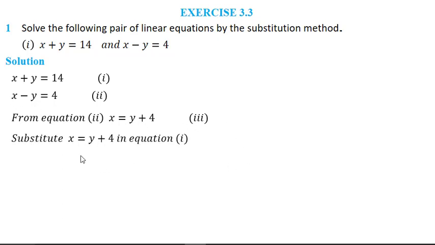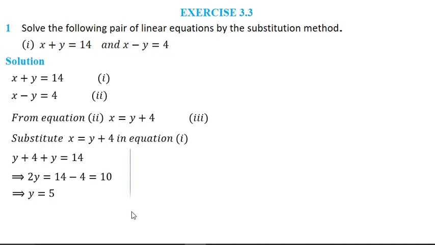Now I substitute this x equals y plus 4 in equation 1. So my equation 1 will become, in place of x I am writing y plus 4, so it becomes y plus 4 plus y equals 14. That gives me 2y equals 14 minus 4, which is 10. So 2y is 10, therefore y is 5. Now I got the value of y. Have you seen what we have done? From equation number 2 we got the value of x, then we substituted this value of x in equation number 1 and found the value of y.